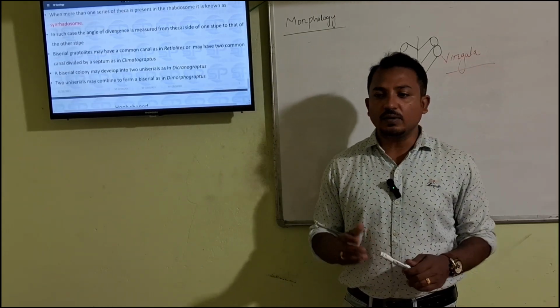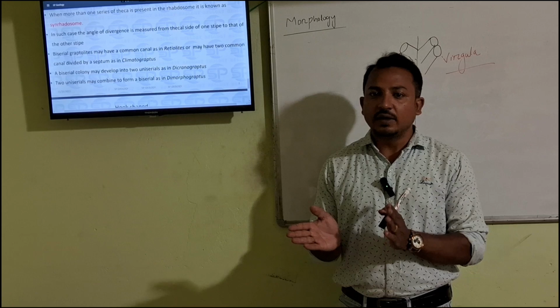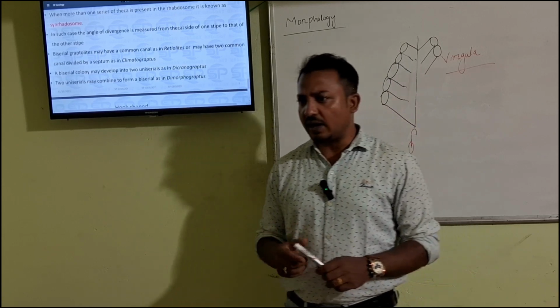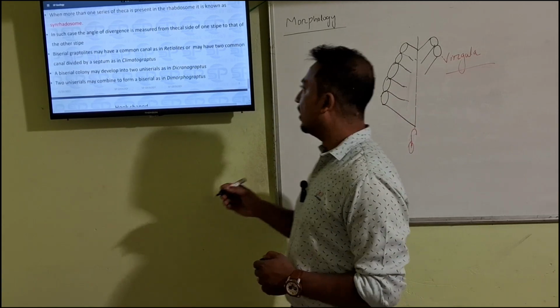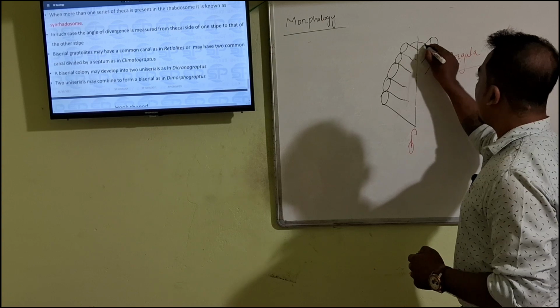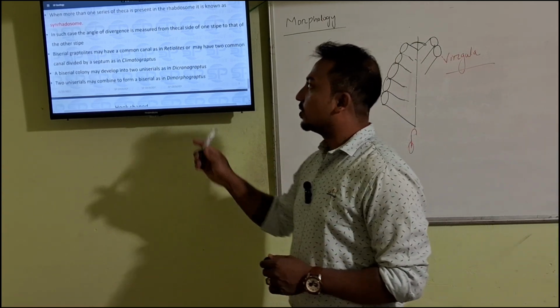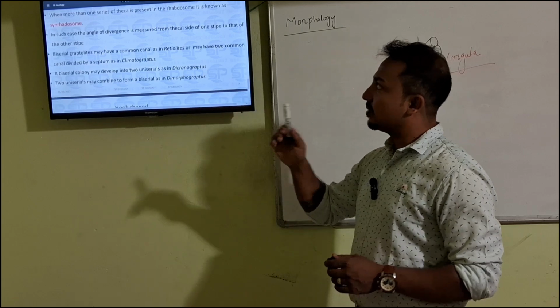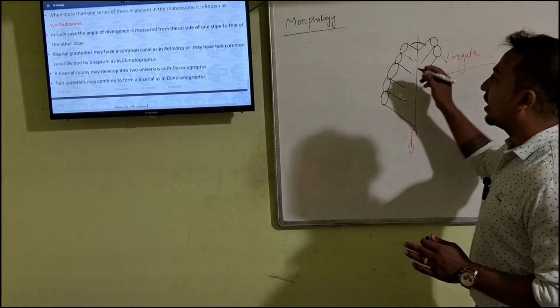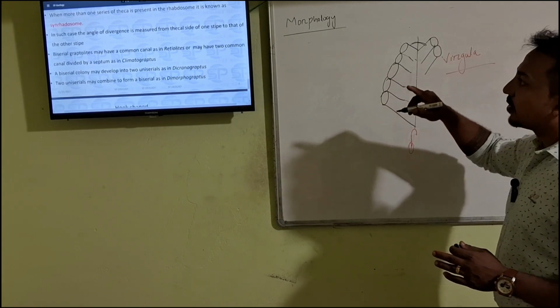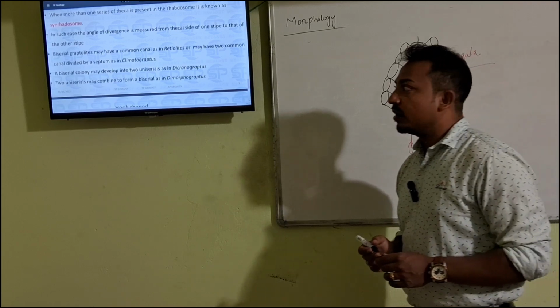In the case of the multi-thecal condition, or in the biserial condition, you can measure the divergence angle like this, how much their divergence is; that is called the divergence angle. The divergence is measured from the thecal side of one stipe to the other stipe.